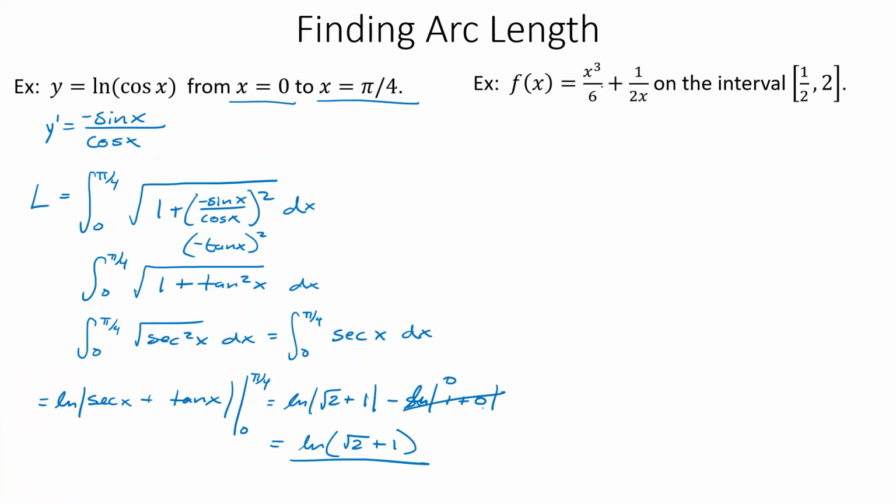So we've got an asymptote at 0, and otherwise it's like an x cubed graph. We're going from 1/2 to 2. So we don't have any problems on this interval. Like 0 would be a problem, but 0 is not in this interval. So we're good to go.